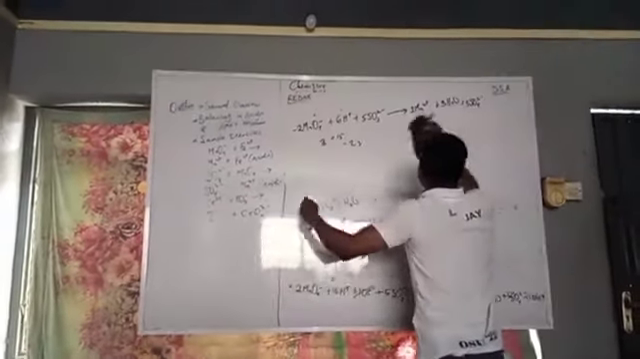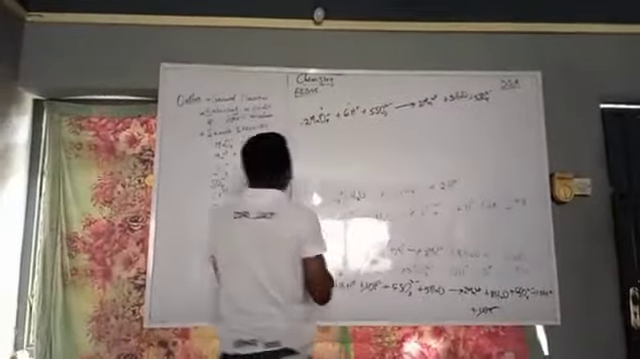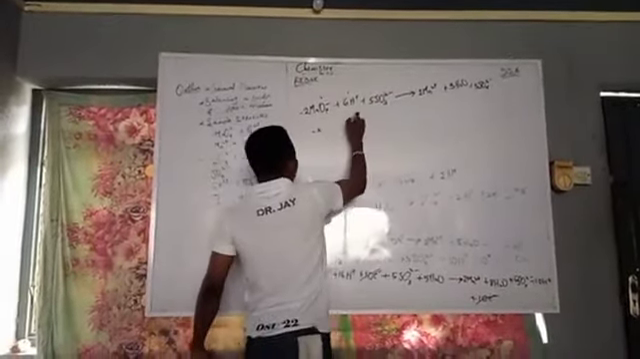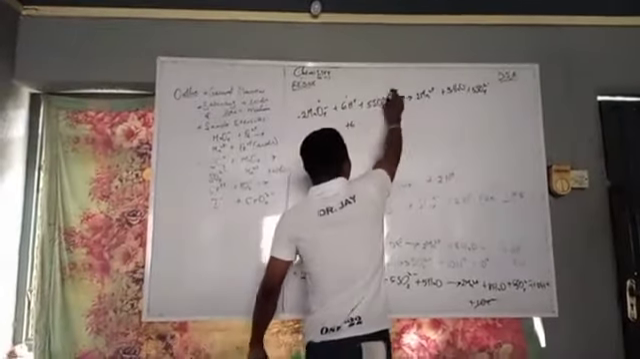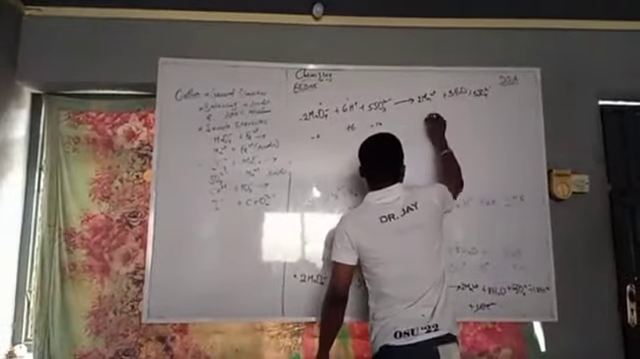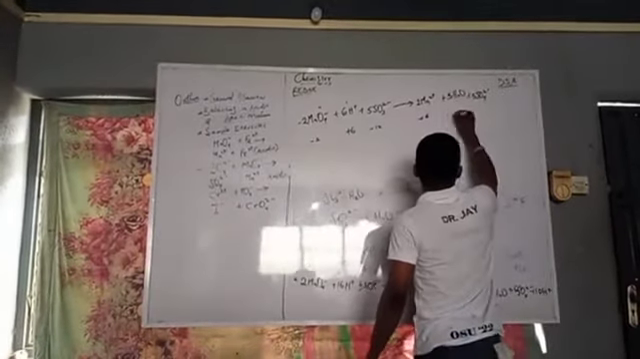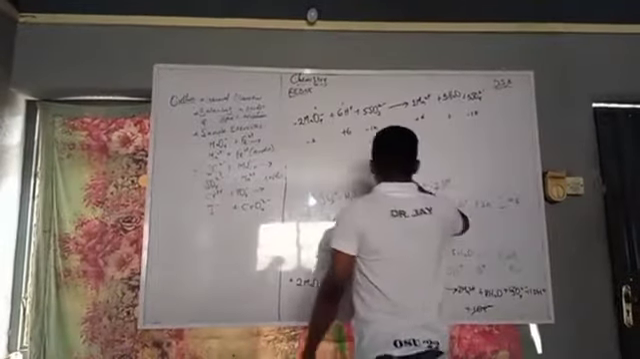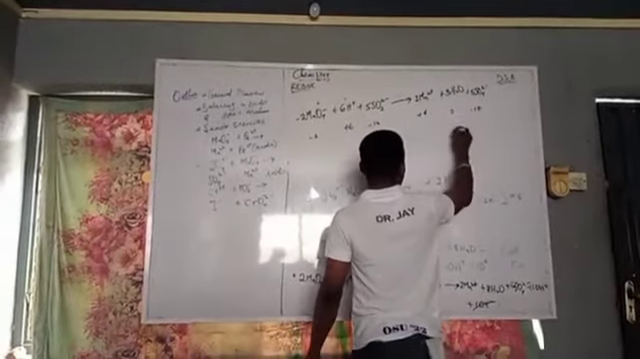So that means it is atomically balanced. How about electrically? This is minus 1 times 2, this is minus 2, this is plus 1 times 6, plus 6. This is minus 2 times 5, that is minus 10. On this side, plus 2 times 2, plus 4, this is 0 times 3, 0, minus 2 times 5, minus 10.